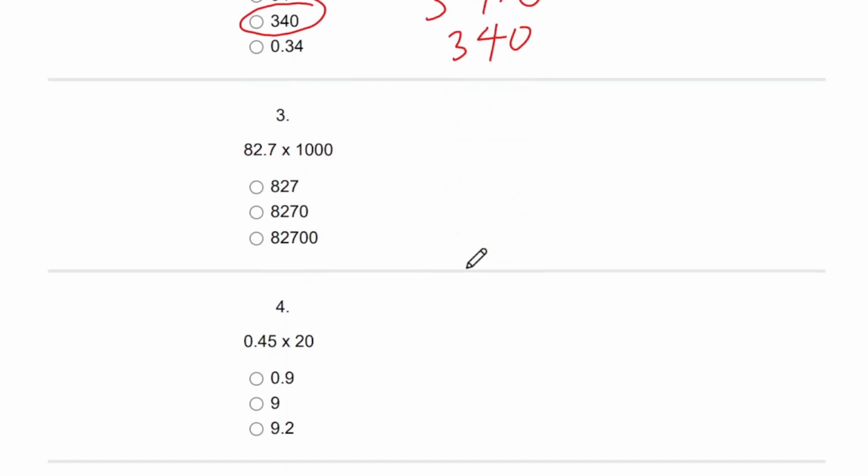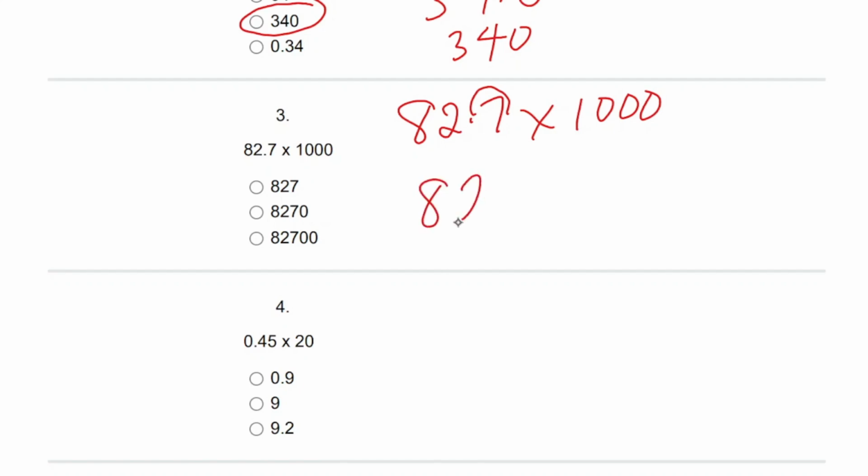All right, so move to the next one. We have 82.7 multiplied by 1000. Which means we are moving it three places to the right. So we'll move it here. That means 827. So we only move it once now, it's going to remain two zeros. We add two zeros to it. That is 82,700. I hope that is clear.